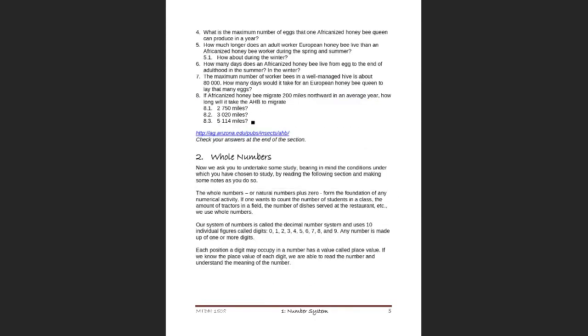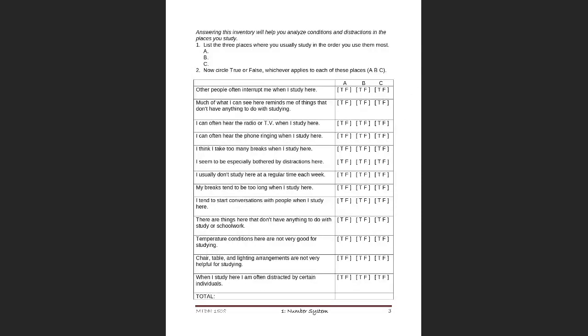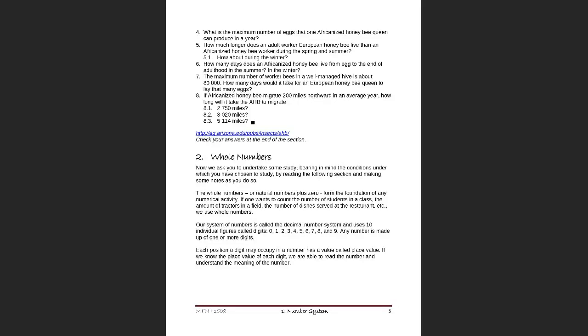Okay, now we are on question 5. It says how much longer does an adult worker European bee live than an Africanized bee? If you look at the table, for the European bee, I can say it's 18 days. We say 42 days minus 24 days, which is 42 days for European bees and 24 days for Africanized bees, so they live 18 days longer. And in winter it's 45 days. I hope that one is clear. Yeah, good. Okay, thank you.